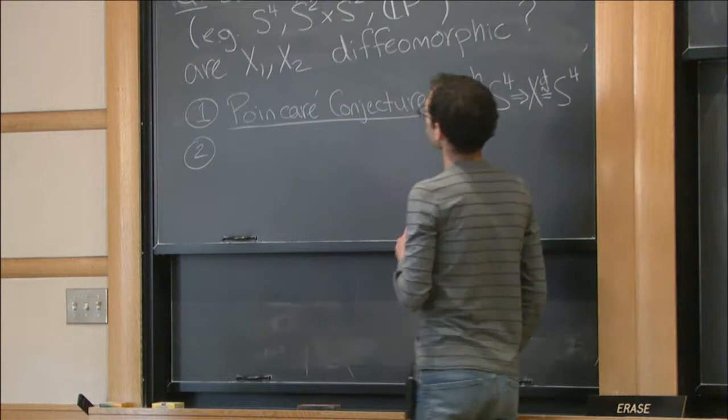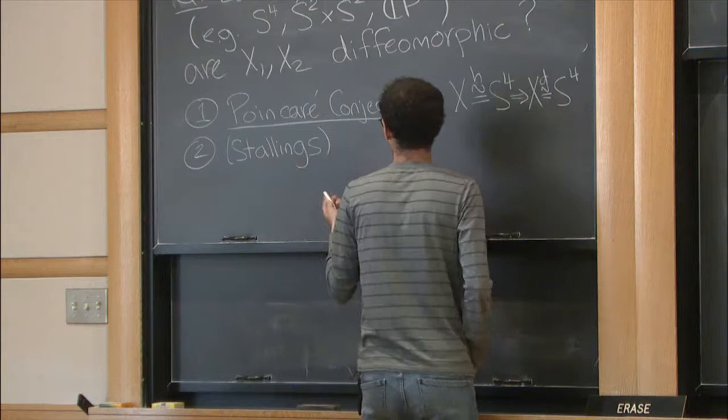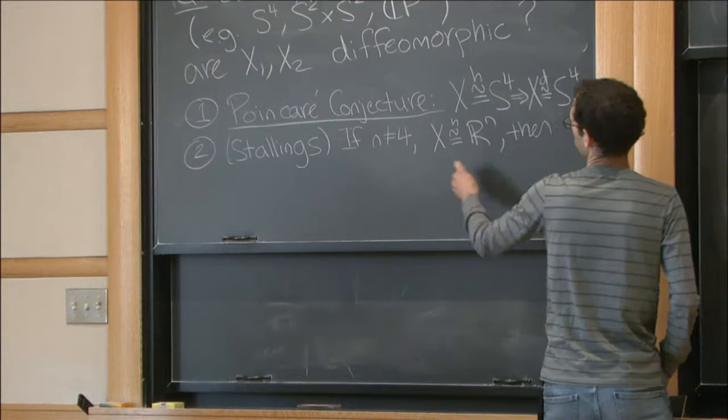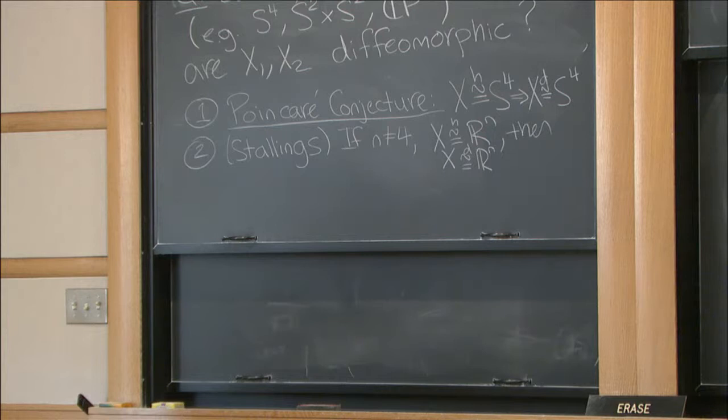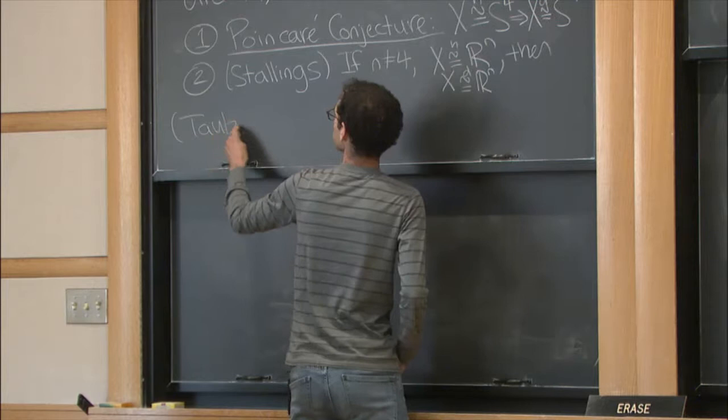Another reason is that very special things happen in dimension four that don't happen in other dimensions. So for instance, if n is not four, then if we have something homeomorphic to R^n, then it's diffeomorphic. So there's only one Euclidean space in dimensions other than four. But it turns out that in dimension four, there are lots of Euclidean spaces.